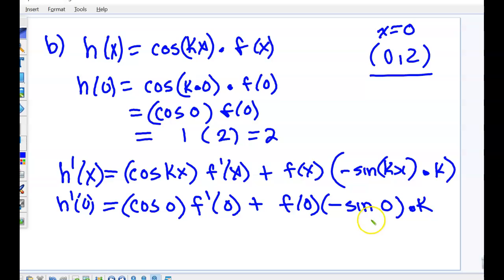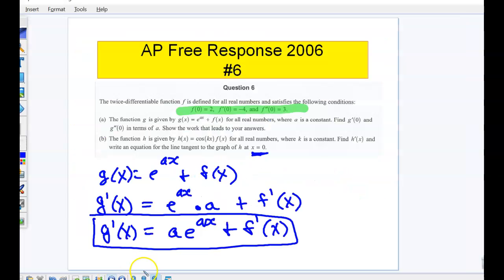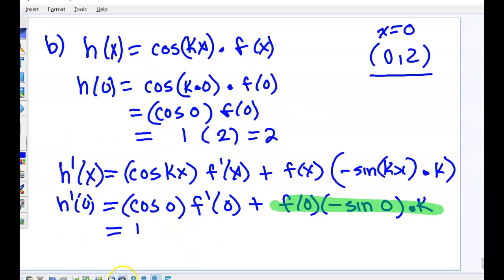Well, hopefully you know that sine 0 is 0, so this whole part is going to be 0. So I'm really left with the cosine of 0, which is equal to 1, times f prime of 0, which is given as negative 4. Therefore, my slope is equal to negative 4.